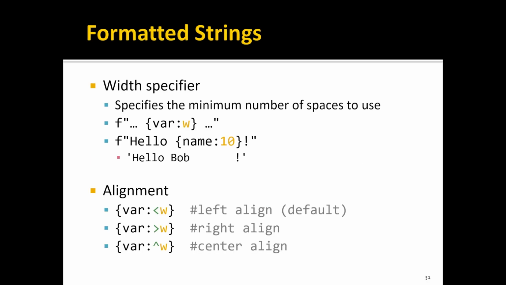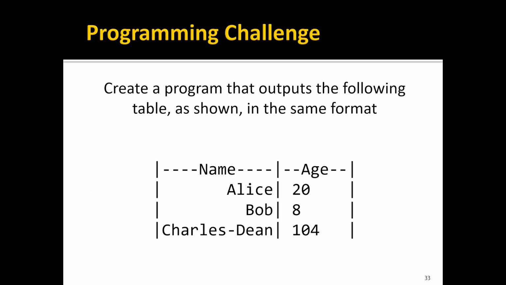Now, using what we've learned about formatting strings, let's create a small program to solve the following challenge. So it says, create a program that outputs the following table as shown in the same format. So we have a table that has 2 columns, 3 names, and 3 ages. Before we begin a solution, we should consider our design, and before I do that on this video, I encourage you to pause the video and try for yourself.